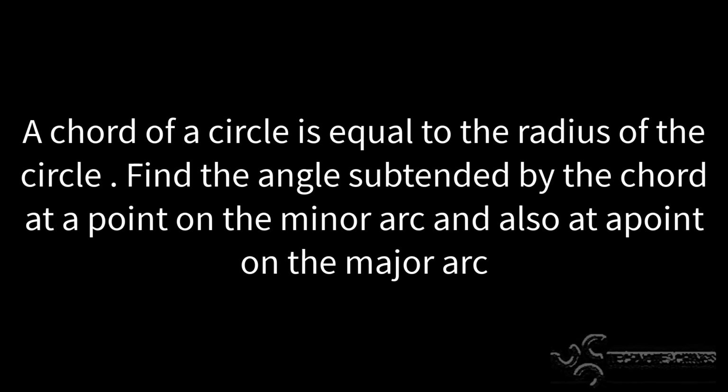So we'll see the problem here. A chord of a circle is equal to the radius of the circle. Find the angle subtended by the chord at a point on the minor arc and also at a point on the major arc. So this is the problem for us.